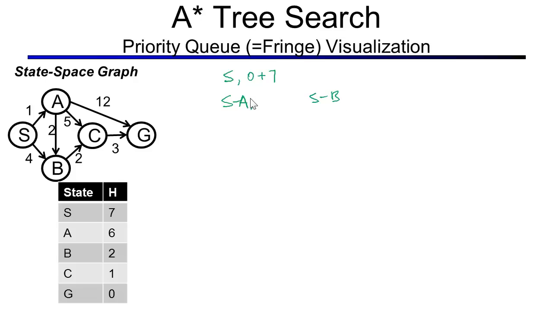And for the F cost associated with them, we have a G cost plus an H cost. The G cost is the G cost of the parent node, S, plus the cost of the transition SA, which is 1.